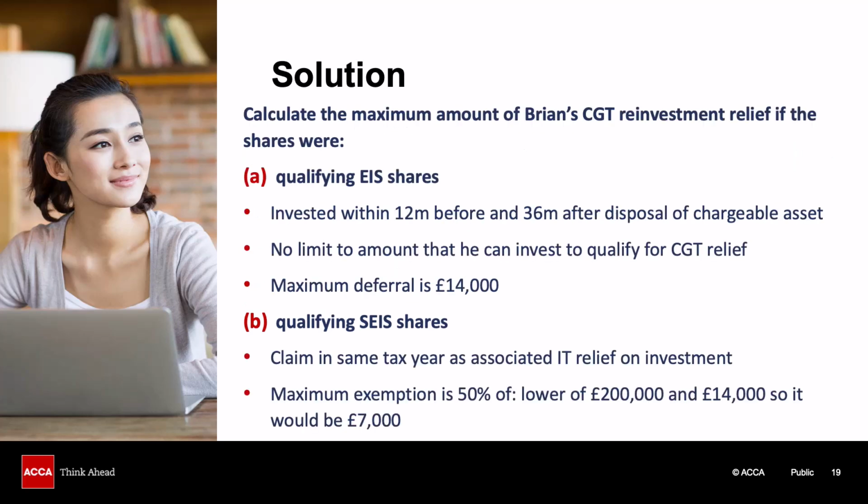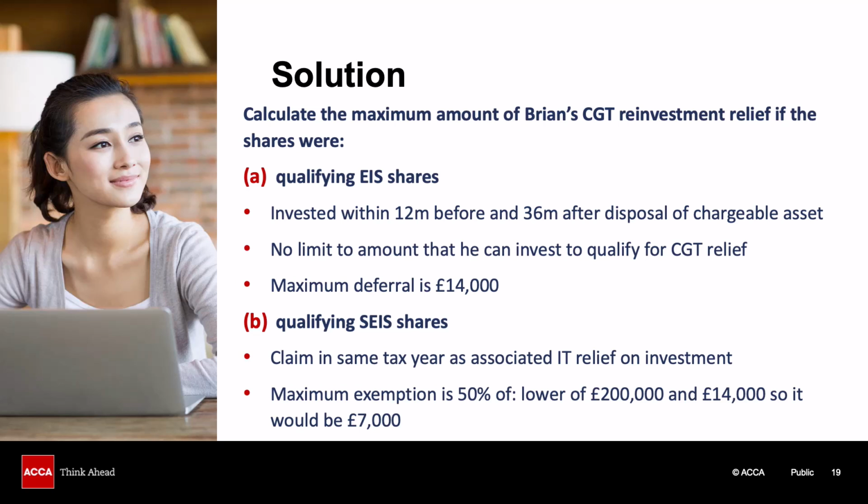So if we're looking at qualifying EIS shares, then he could get CGT reinvestment relief because he has reinvested into the shares within the 36 months after the disposal of a chargeable asset. He could therefore defer a maximum of the full gain of £14,000 until such time as the EIS shares are sold, or if Brian was to become a non-UK resident. This is because he has invested more than £14,000 into the EIS shares, so the full gain can be deferred if he wishes. But it is flexible, and he could choose to only defer the excess over his annual exempt amount if he wasn't making any other disposals in the year.